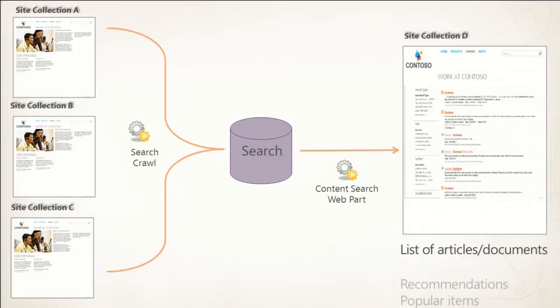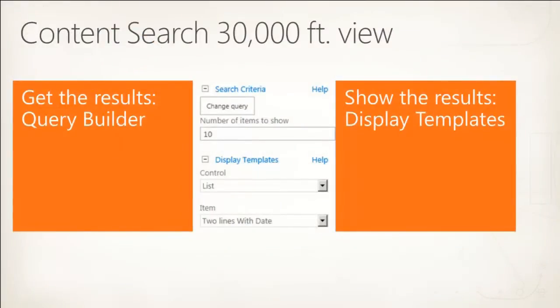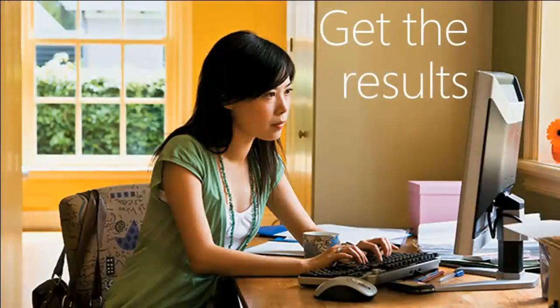So one caveat I'd like to mention before we move into the details: the content search web part is not available on SharePoint Online. It's only available for on-premises installations right now. So content search is about two things. One is getting the results, and we will talk about the query builder, and then part two is about showing the results. So let's talk about getting the results.